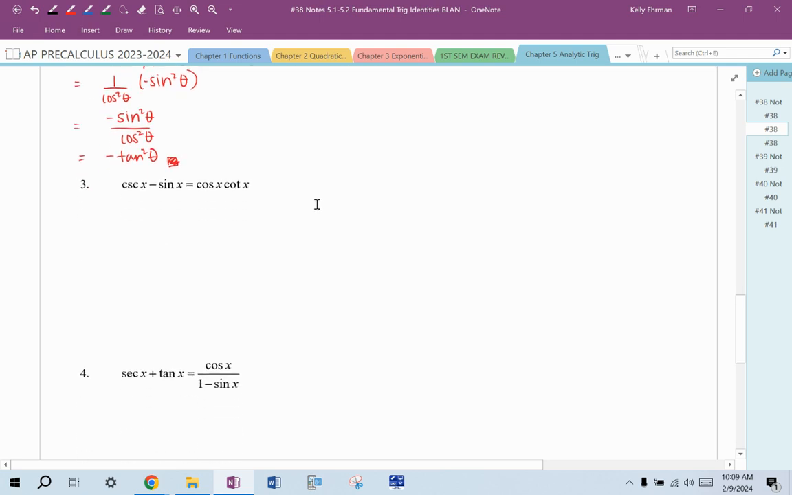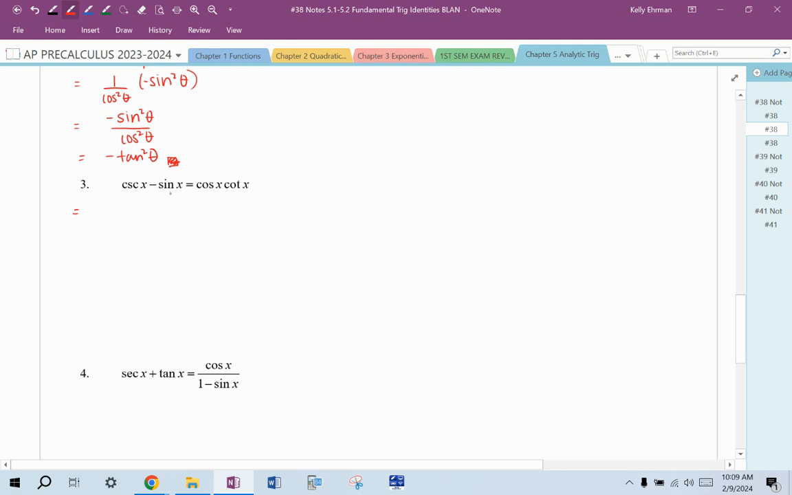All right, what about number 3? So on this one, I don't know which side is more complicated. I usually consider the side with addition or subtraction to be more complicated, or there's more for me to do on this side than on this side. So I would say it's a good idea to start on the left again.